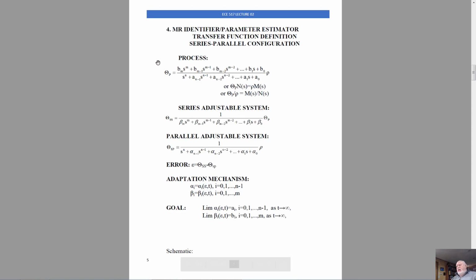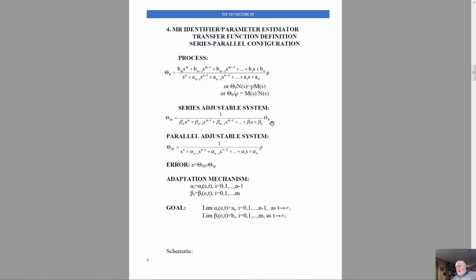For the process, we have the transfer function. This is the definition of the output of the process, theta process. It is effectively a response to the input signal rho. This is the definition of the same expression using polynomials. For the series adjustable system, we have this transfer function.